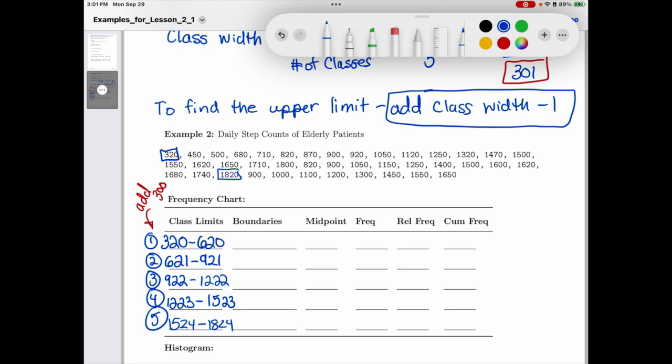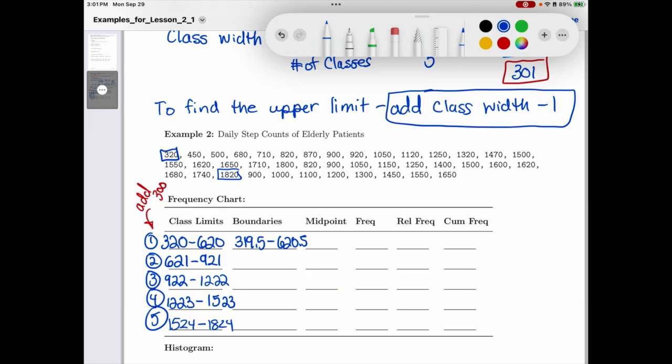To close the gap, we're going to subtract a half from the lower limit and add a half to the upper limit. So we're extending the interval out by a half in each direction, and you'll see how that's going to close the gap. For my boundaries, I'm going to look at 320 and go backwards and subtract a half. That's going to give me 319.5. Then for my upper limit, I want to add a half, extending it out by a half in either direction. So my upper boundary is going to be 620.5.